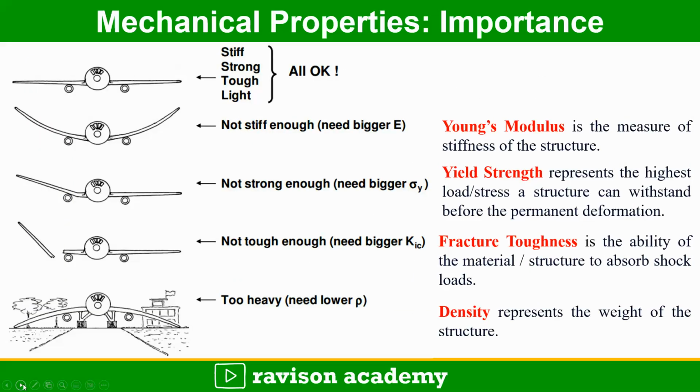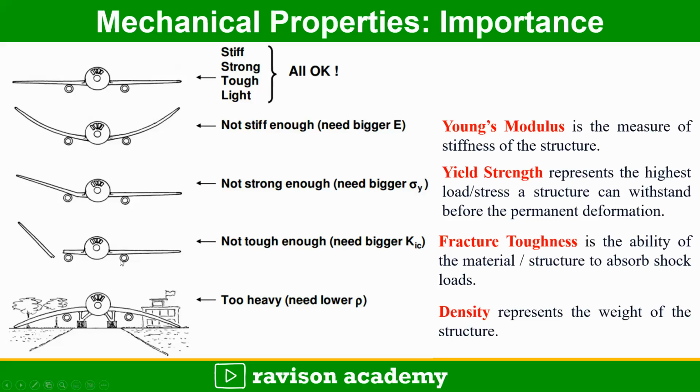So coming to the importance of the mechanical properties, we can see five aircraft here. I'm starting from the bottom. When the wing is bending downwards, it is due to the heavy weight. What happens when the weight is very high, the wings bend downwards. So that indicates density is higher, so we want to select a material with the lowest density.